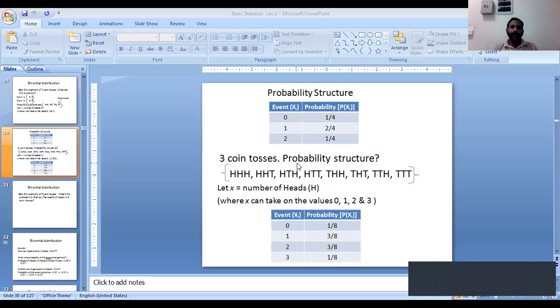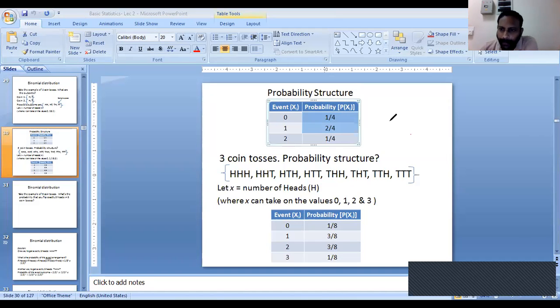So if you toss 5 times, what are the possible outcomes? What is the sample space if you toss a coin 5 times? Anyone? If you toss a coin 3 times, 8 outcomes are possible. Can somebody tell me, if you toss a coin 5 times, how many outcomes are possible? 32 outcomes. Once again, please. 32.